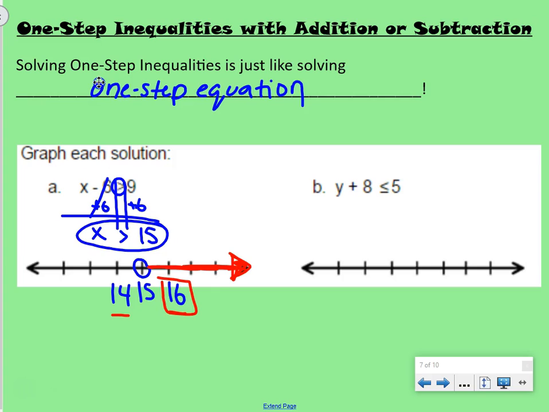Example B, y plus 8 is less than or equal to 5. Draw those railroad tracks. Undo plus 8 with a minus 8. We get y, and then 5 minus 8 is negative 3. We're carrying down our less than or equal to sign.